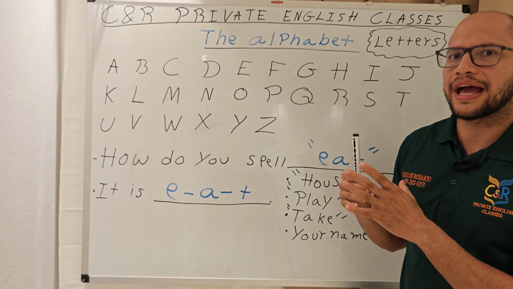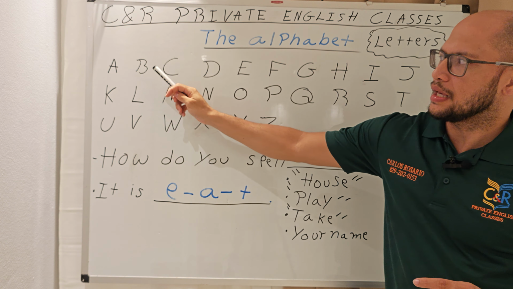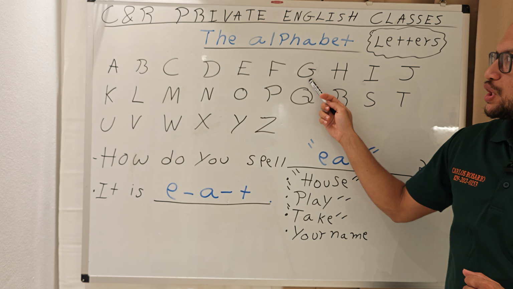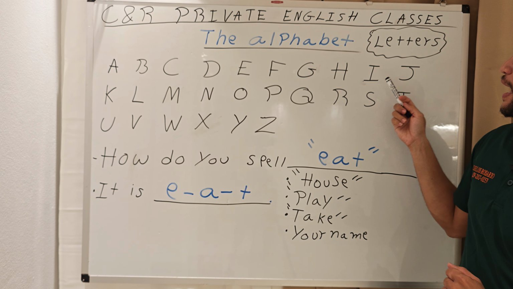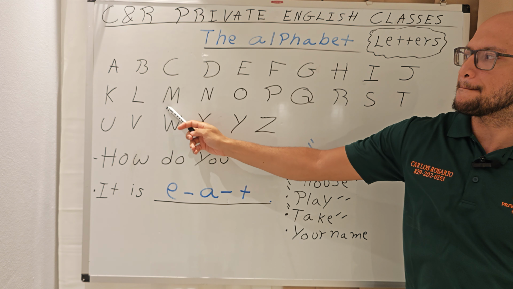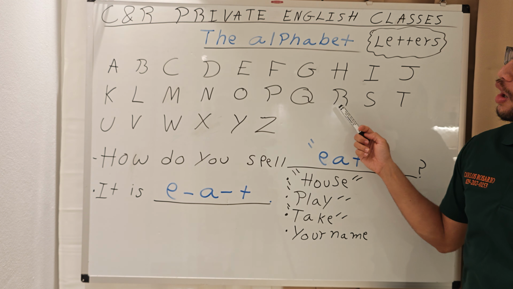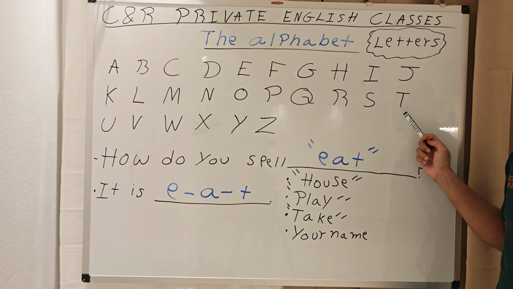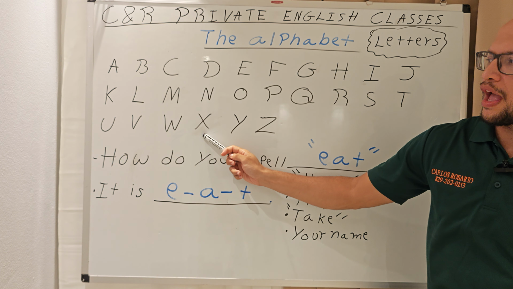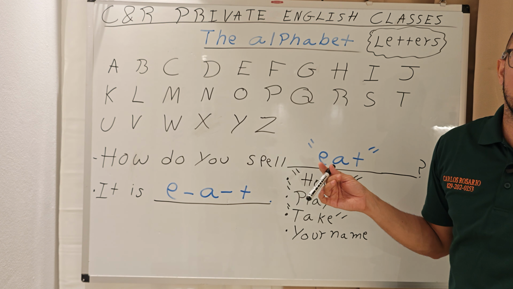So let's try to do it a little faster. A, B, C, D, E, F, G, H, I, J, K, L, M, N, O, P, Q, R, S, T, U, V, W, X, Y, Z. Okay, the alphabet.